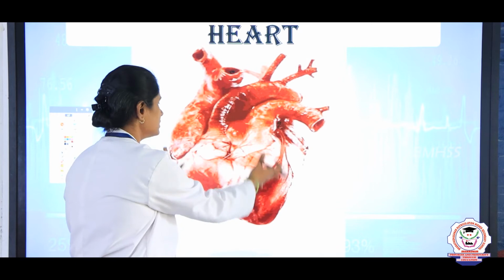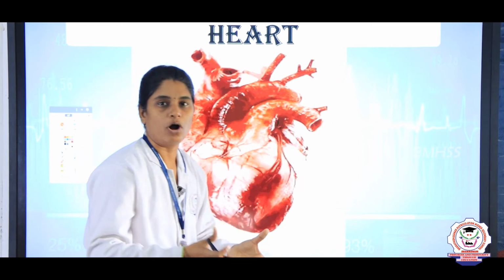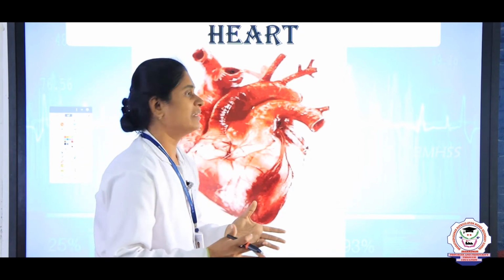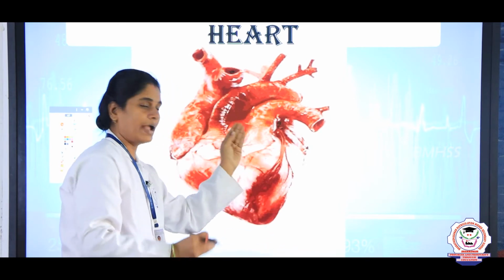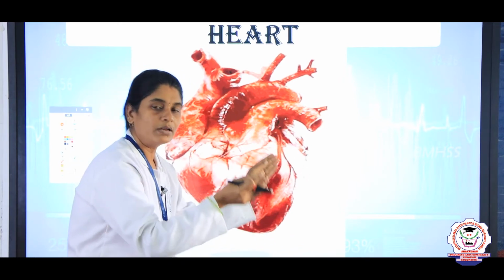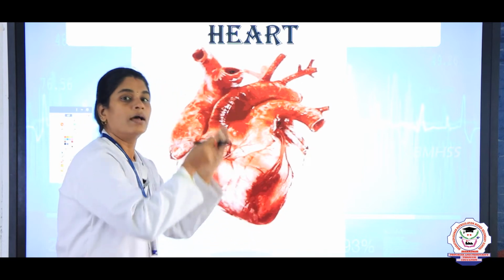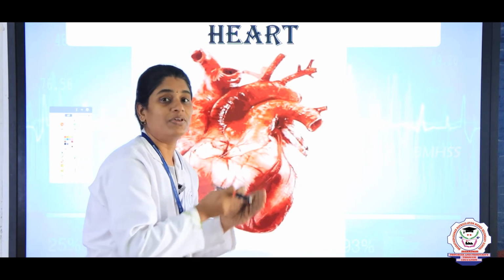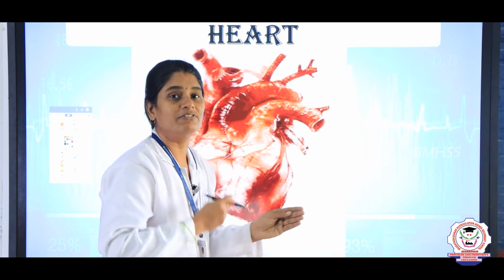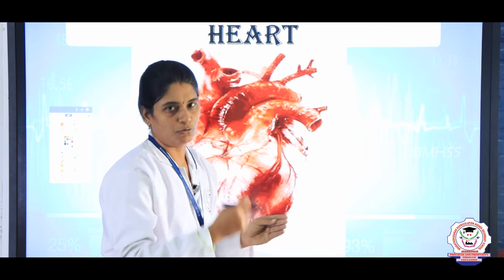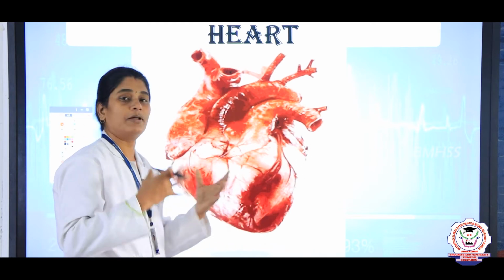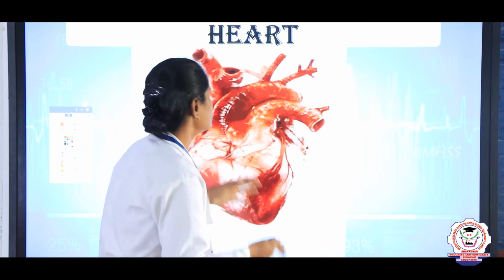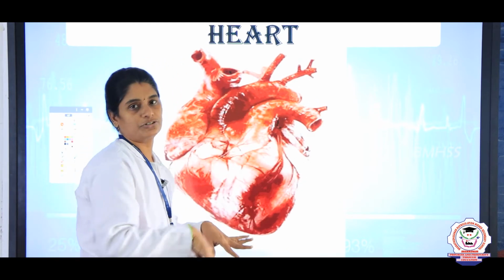The heart is covered by a cover called pericardium, right? And inside the pericardium, between the heart and the pericardium cover, we can see a space called pericardial space. In that space we can see a fluid that is present, which is known as pericardial fluid. This pericardial fluid protects the heart from shock, right? Now let us see the internal structure of the heart.